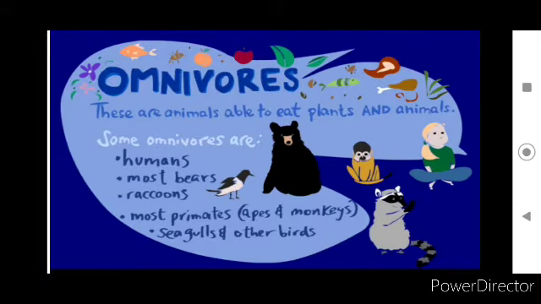Next comes the omnivores. These are the animals that will eat both plants and animals. Yeah, you are right. Humans are the first in that group. We eat both plants and also the animals. And bear, you can see the names, children. Raccoons, primates, seagulls, and many, that's apes, monkeys, many are in this group. You can find out some more animal names, children.